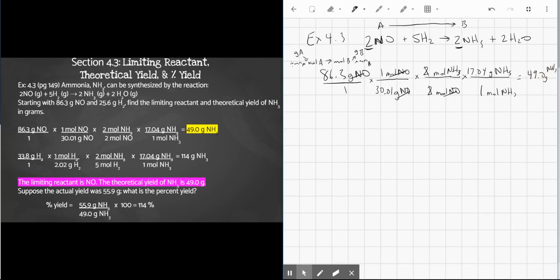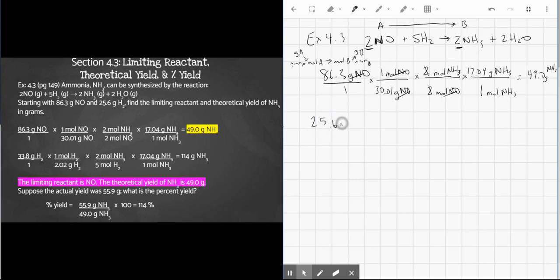Okay, so now that we did all that work, we get to do all the same work over again, but this time we're starting with our hydrogen. So we had 25.6. Let me erase that really quick. Okay, and let's see if my calculations are actually right, because I noticed that there's a wrong number over here. I don't know where that came from.